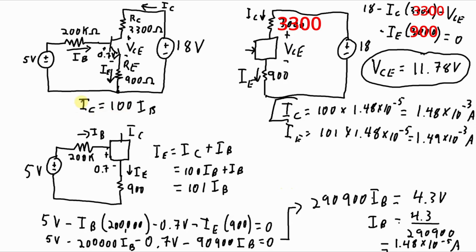Those three laws combined with a couple of things about transistors, one, that IC is equal to some value times IB, in this case is 100, and two, there's 0.7 volts between the base and the emitter, 0.7 volt drop, and three, it's got three terminals, and there's current going into the base, current going into the collector, and then current coming out of the emitter. So we can apply Kirchoff's current law there. And that's it.